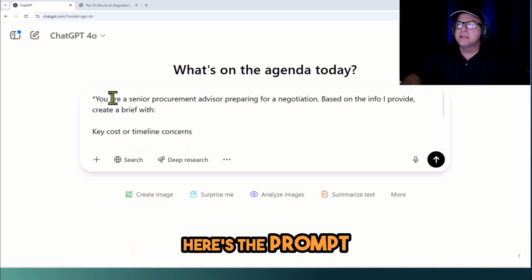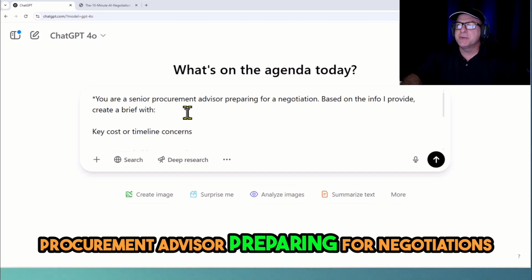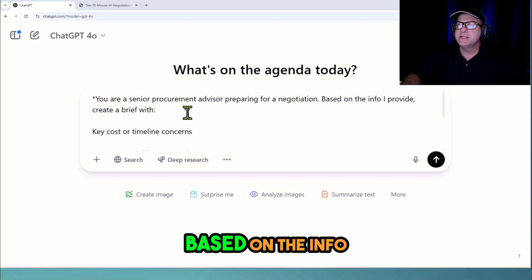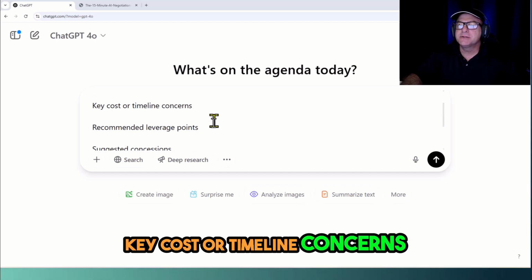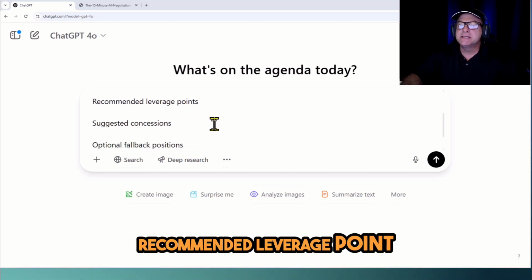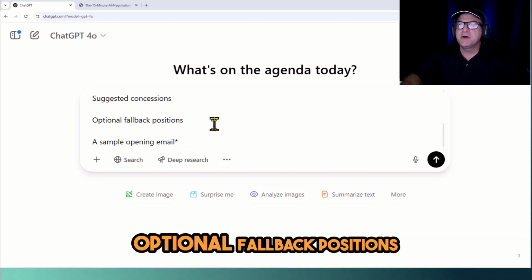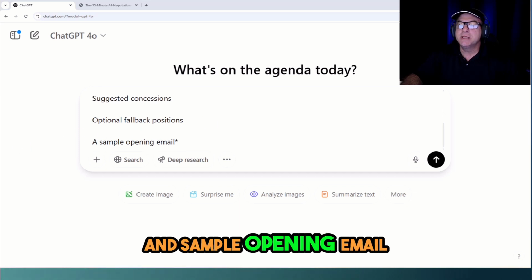Here's the prompt. You are a senior procurement advisor preparing for negotiations. Based on the info I provide, create a brief with key cost or timeline concerns, recommended leverage points, suggested concessions, optional fallback positions, and a sample opening email.